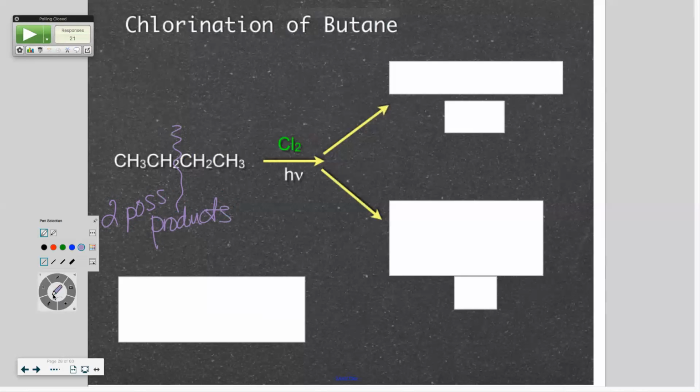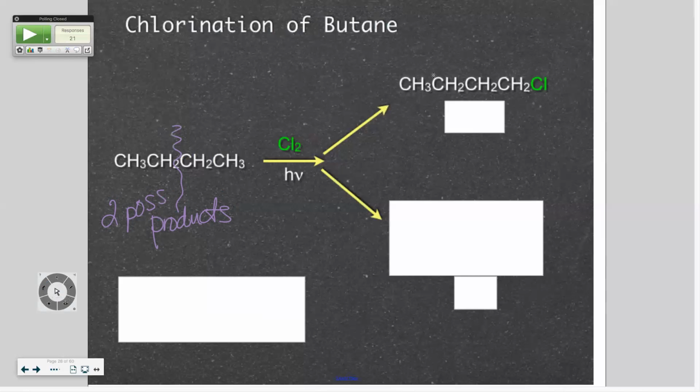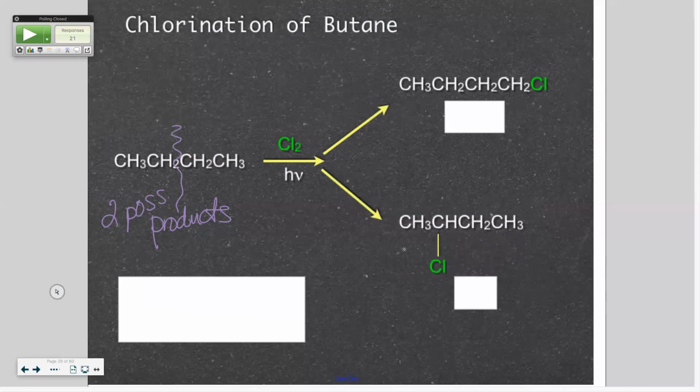So here's one of them. Which one did I substitute the chlorine for? A hydrogen on the end. That was one. So do you think you know what the bottom product is? It doesn't matter which CH2 you pick because of the symmetry in the molecule. I happen to pick the second carbon, which is the first CH2, methylene. So we substituted a chlorine for a hydrogen.